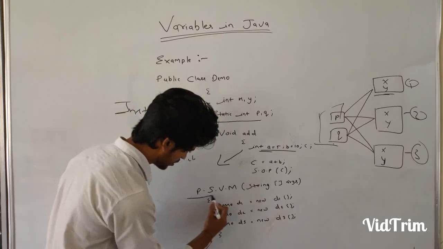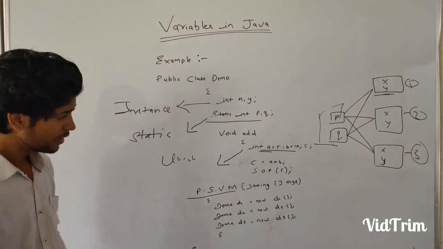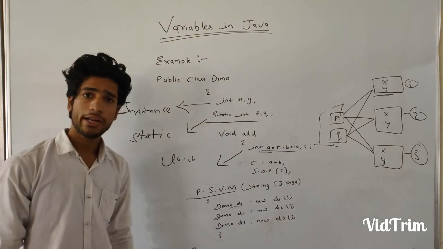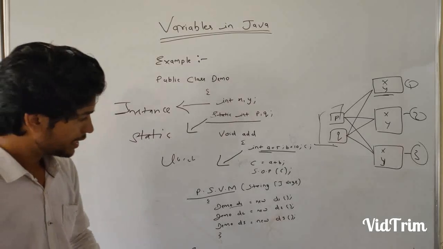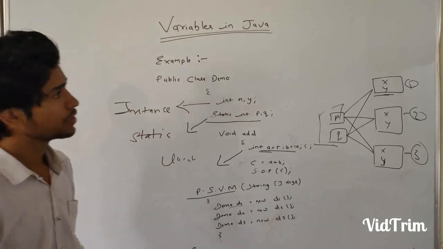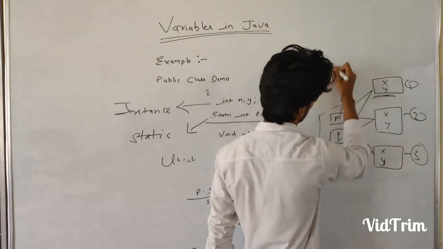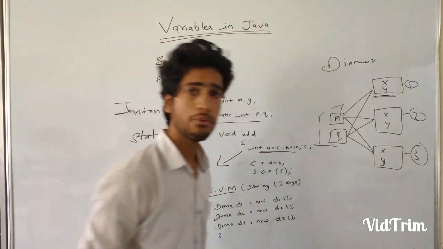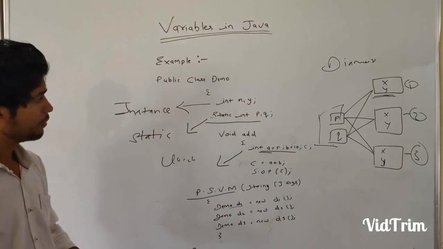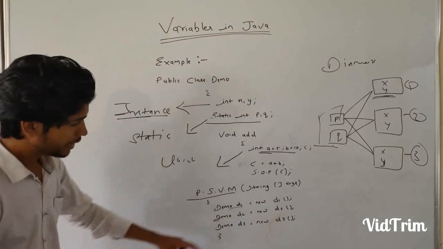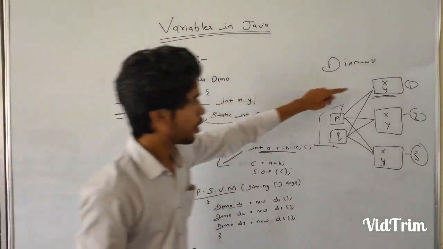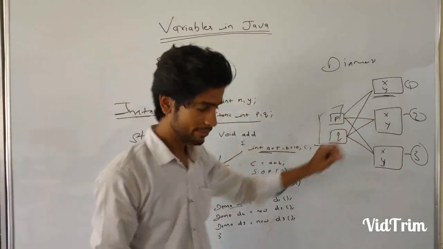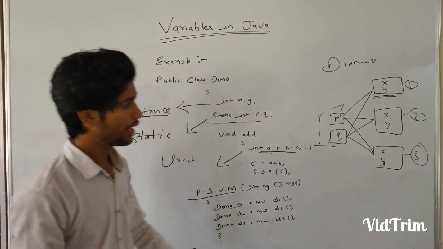Now we create a main method, public static void main, in which we create three objects: demo d1, demo d2 and demo d3. So there are three objects in the main method. We can take this as a diagrammatic example. x y, x y, x y. There will be three copies of x y. Why? Because they are instance variables. When we create the object d1, a copy of x y is created. When we create the d2 object, another x y copy is created. When we create the d3 object, another copy of x y is created.